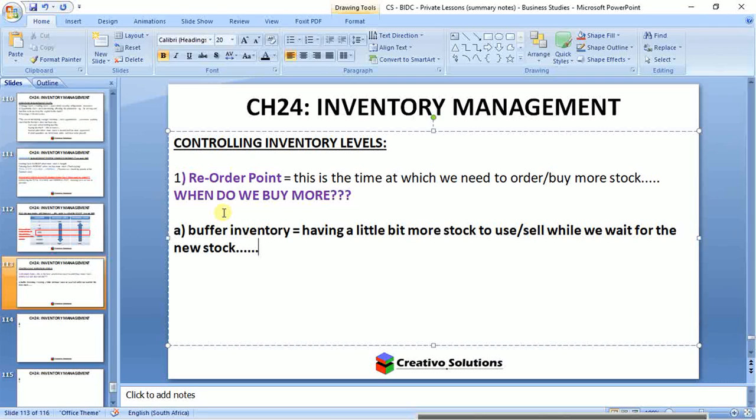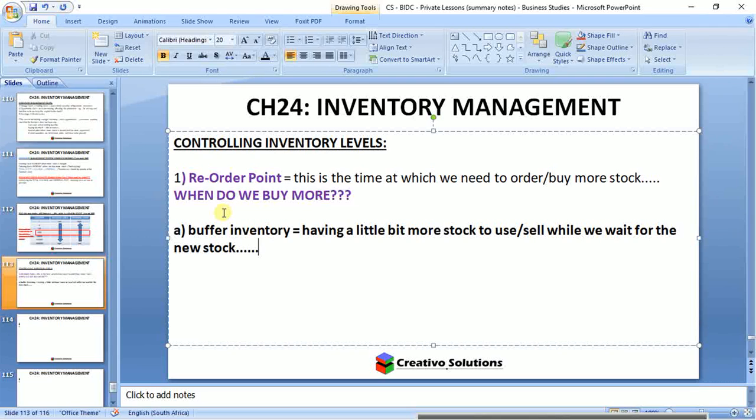So buffer stock, or buffer inventory, is having a little bit more on hand. For example, you've got lots of stationery, right? You've always got extra pens and pencils. Why? Because if one runs out, I still have a spare. That's what the buffer inventory is. So let's not have no stock on hand, because if there's no stock on hand, can consumers buy? No, they can't. So a company that's selling stock needs to have stock on hand. They can't have too much because that's going to make the holding cost very high. But they can't have too little or none, because then the sales are affected. That's the theory we spoke about at the beginning of the chapter.